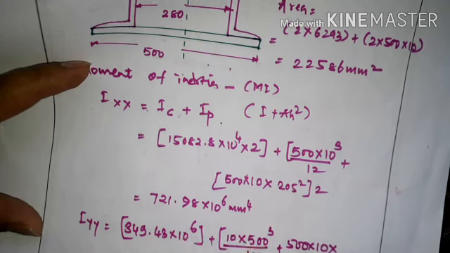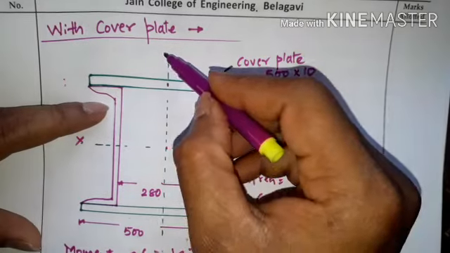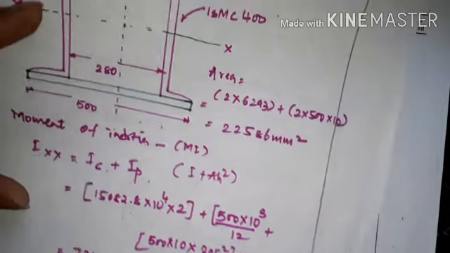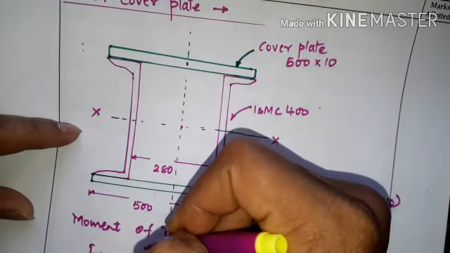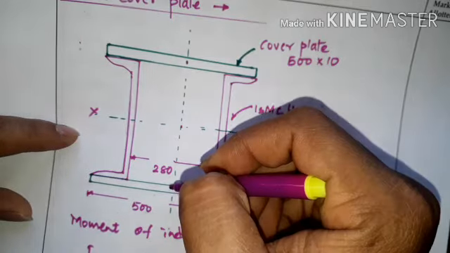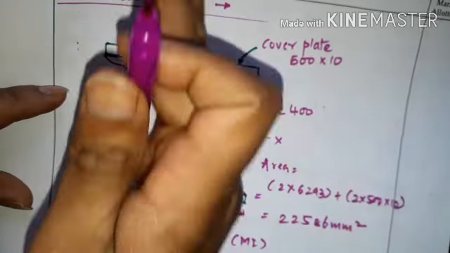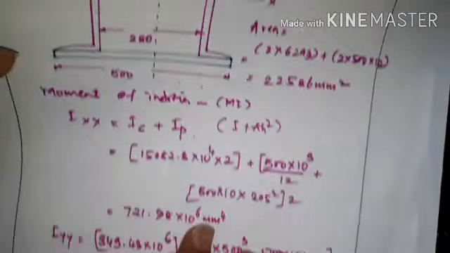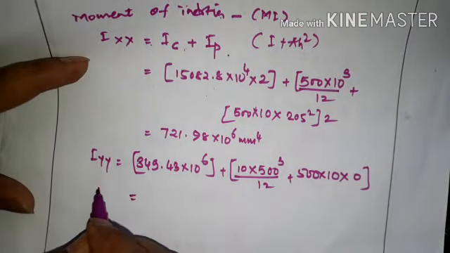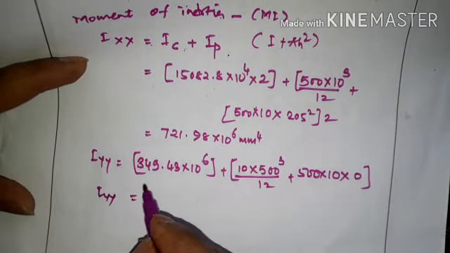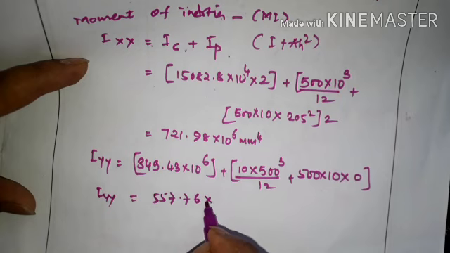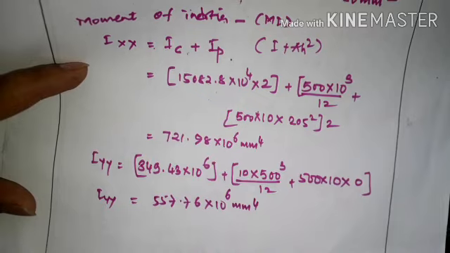Now h is with respect to the vertical axis. You can see here, this is our vertical axis, and the center is also coinciding, so h will become 0 here. Our main vertical axis of the section and the centroid of the channel section with respect to this, both are coinciding, so h will become 0. By this you got IYY as 557.76 into 10 raised to 6 mm raised to 4.